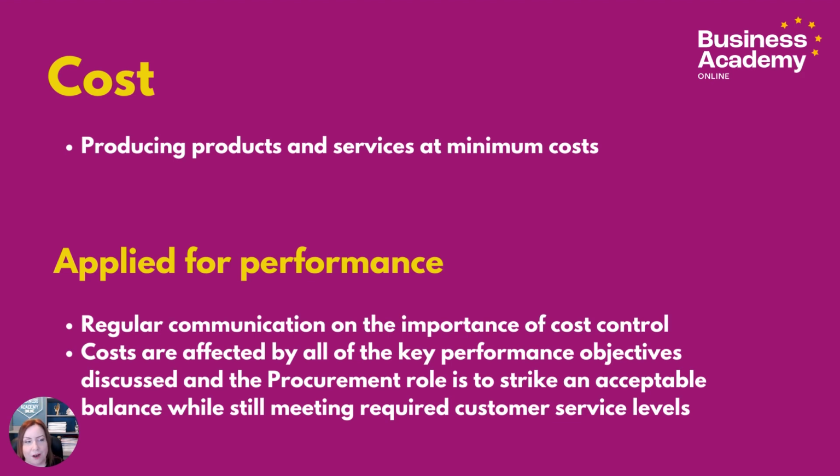And remember that costs out of all of the others are affected by every key performance objective that we just mentioned. So flexibility, quality, and so on will have a direct impact on cost. And what our role is, which is the tricky thing as procurement, is to keep this balance of meeting the costs or minimizing costs while still meeting all the required customer service levels and all the other objectives as well. So it's that hard balance to kind of take.